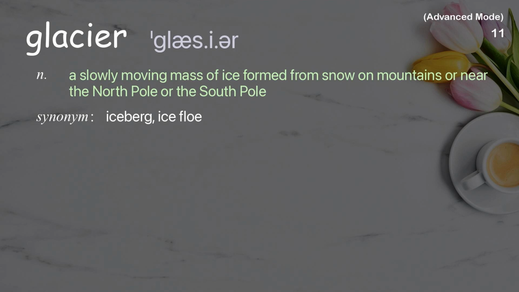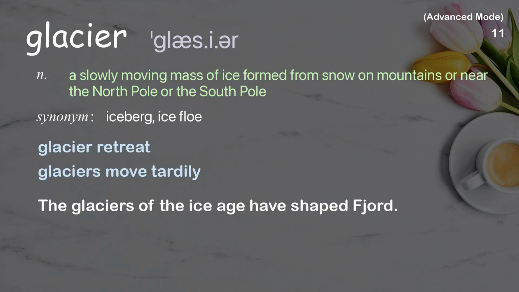Glacier. A slowly moving mass of ice formed from snow on mountains or near the North Pole or the South Pole. Examples: Glacier retreat. Glaciers moved tardily. The glaciers of the Ice Age have shaped fjord.